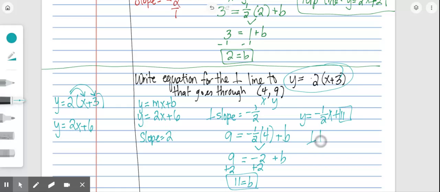So the perpendicular line is going to be y equals negative 1/2 x plus 11. Nice job. All right.